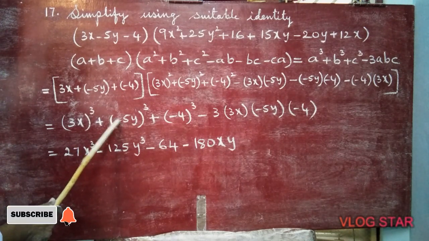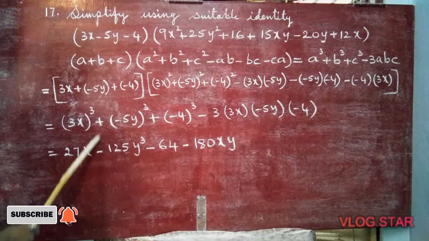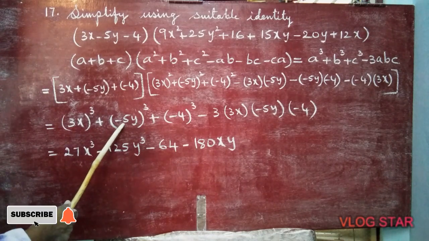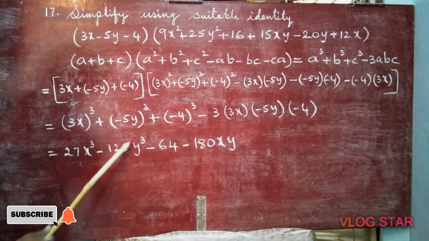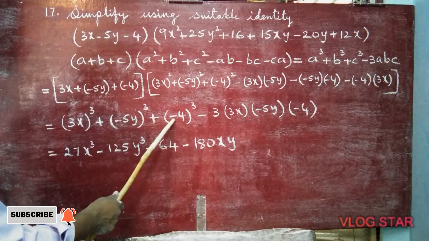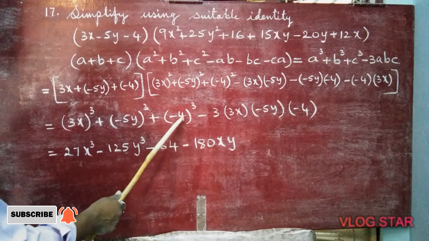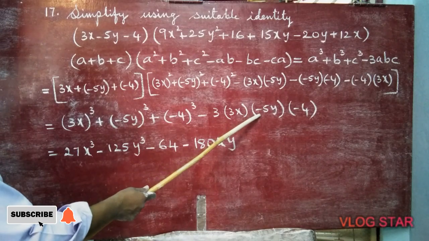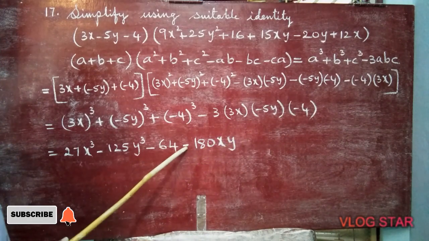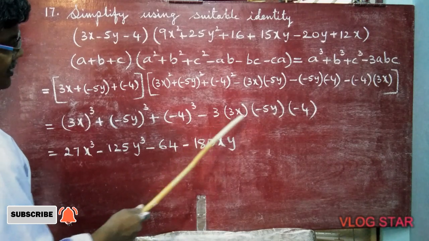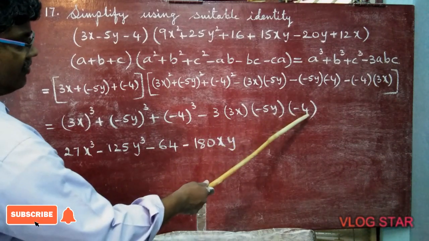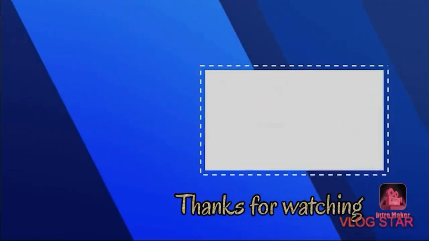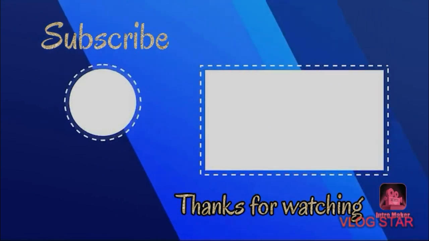Now 3x whole cube means 27x cube. Minus into minus plus, plus into minus, again minus comes. When the power is odd, minus comes, minus into plus minus. 5 5s are 25, 25 5s are 125y cube. Again here minus comes. 4 4s 16, 16 4s 64. Minus into minus plus, plus into minus. 3 3s are 9, 9 5s are 45, 45 4s are 180. And here xy is there, xy.